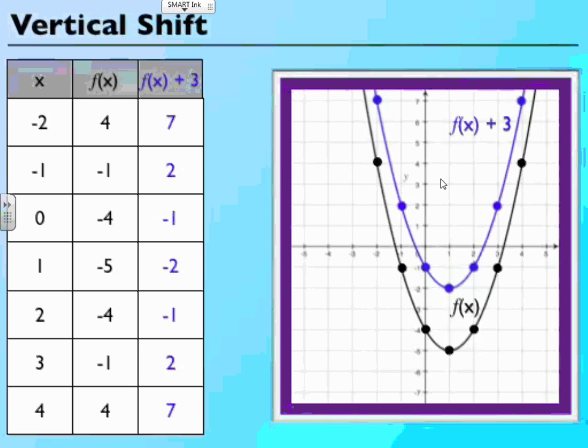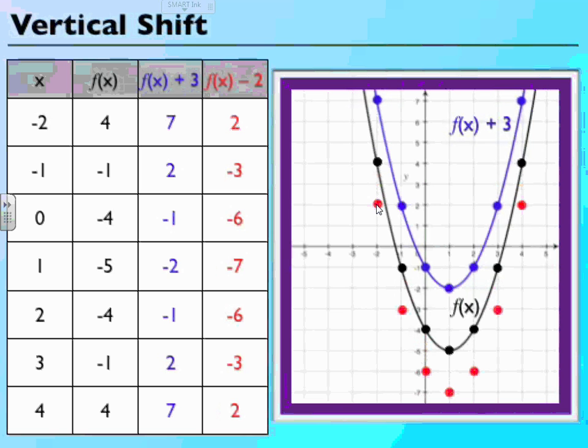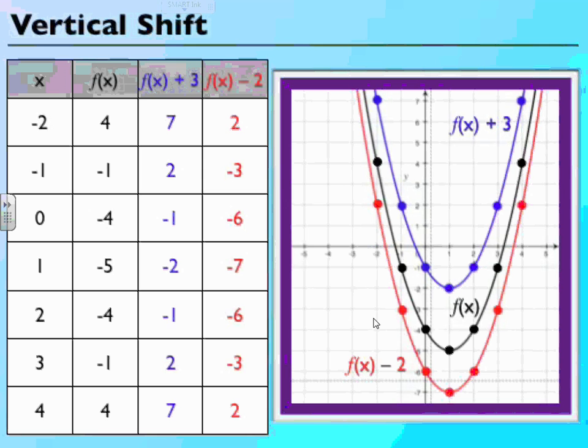Okay, in our next column, we have f of x minus 2. So we take our f of x values, and we subtract 2 from each of them. So 4 minus 2 is 2, negative 1 minus 2 is negative 3, and so on. We can do the same thing with graphing over here, where we go to each of our points, and the output at this point my mouse is on right now is 4. I'm subtracting 2 from the output, so it's going to move down to 2. So all of our points, their output values move down 2 units. And then I connect them to get my graph. And that is the graph of f of x minus 2.